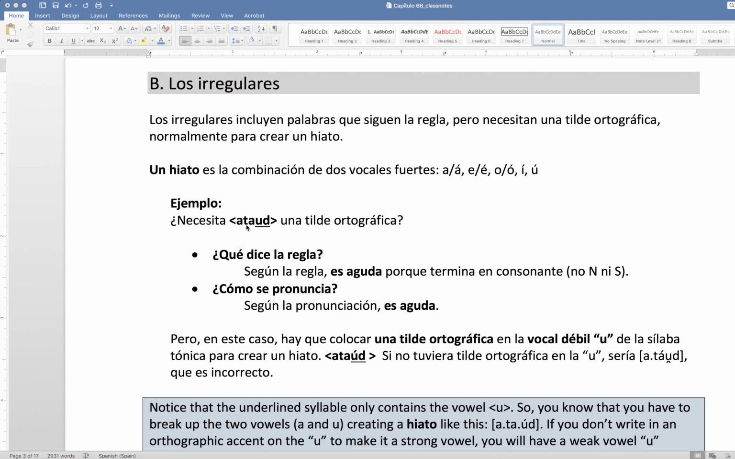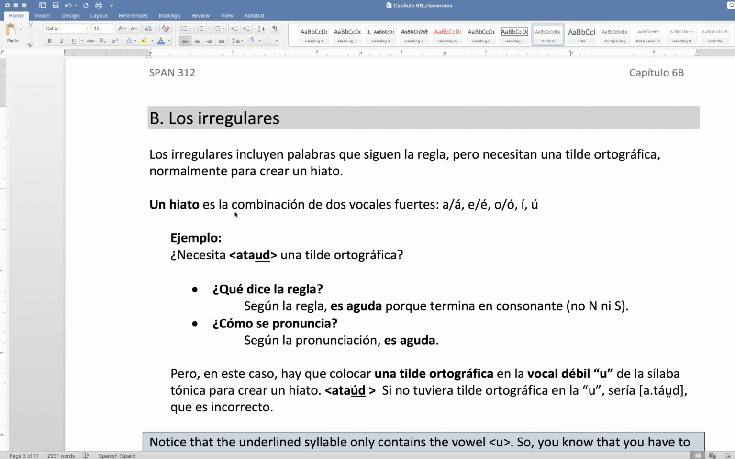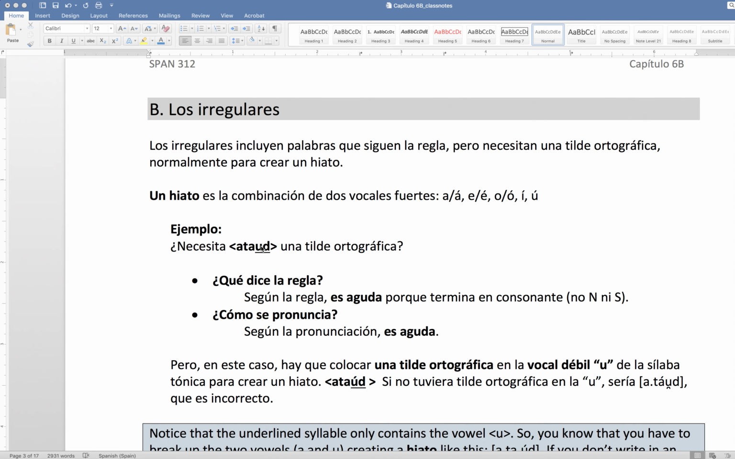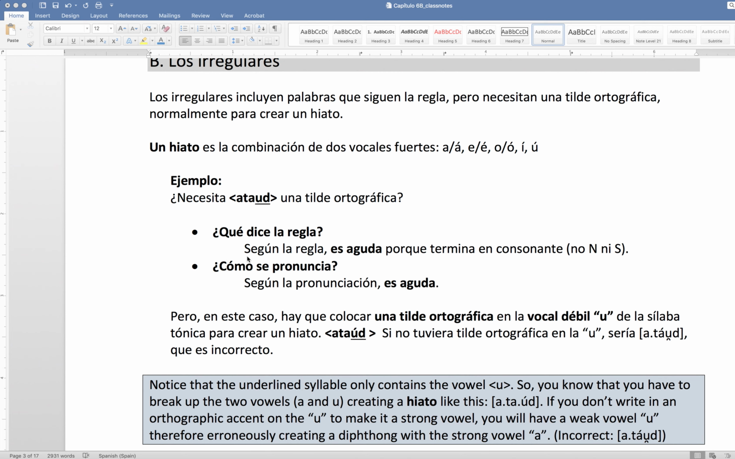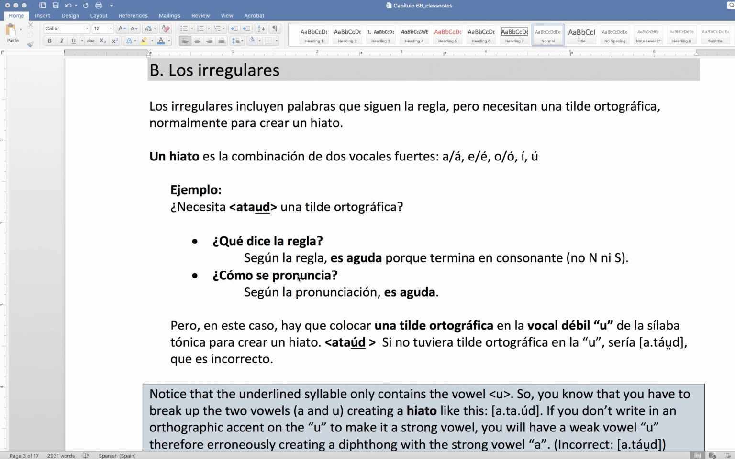With this section B, I'm going to now talk about the irregulars in regard to placing an orthographic accent on words. Why is it considered an irregularity? Because the rule matches the pronunciation, but the word will still need an orthographic accent mark. And it's usually two strong vowels next to each other that create this irregularity.